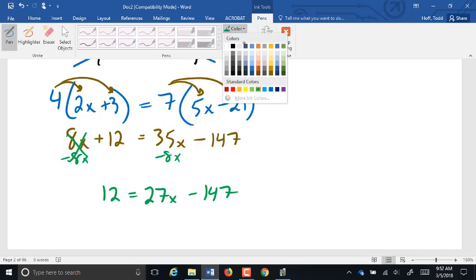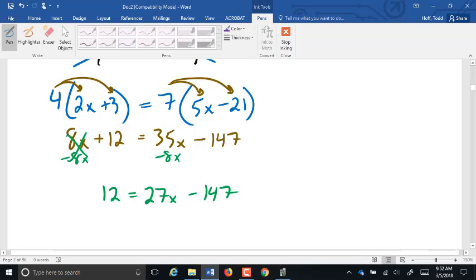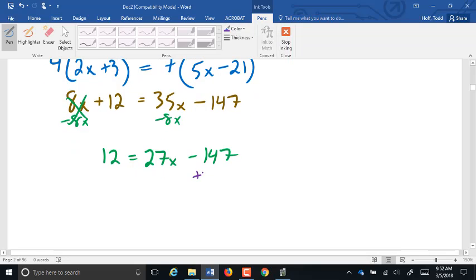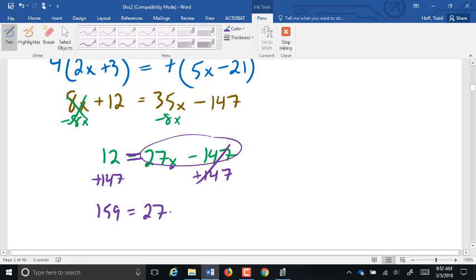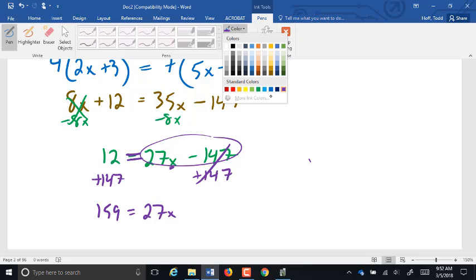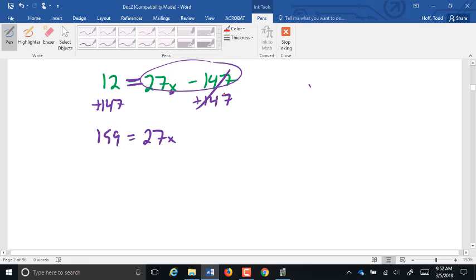And then, other way around, actually. Add the 147. Here's our equal sign, so we got to get this x alone, so we got to get rid of everything on this side. We add the 147, is 159, equals 27x. And then divide by 27. So we've got x over here.